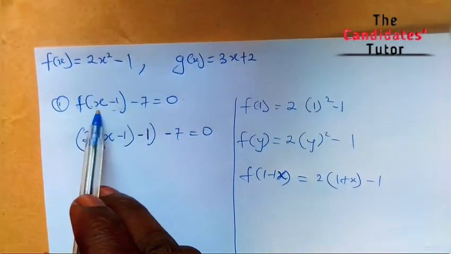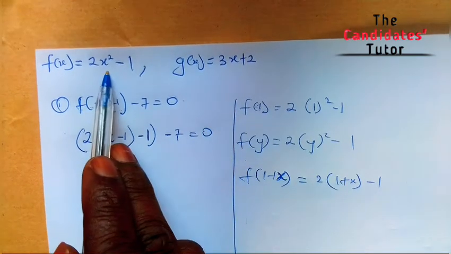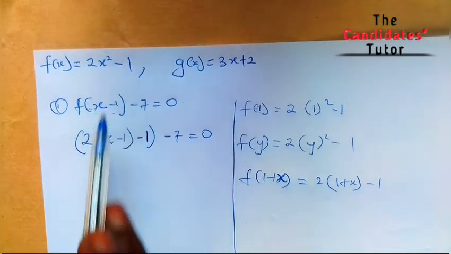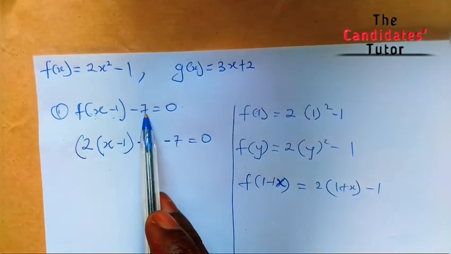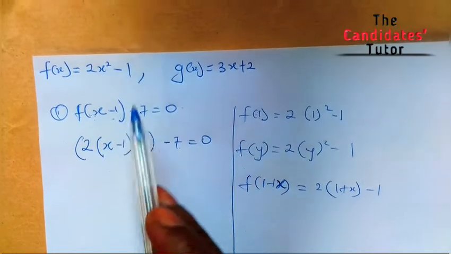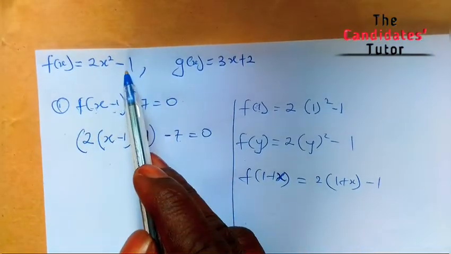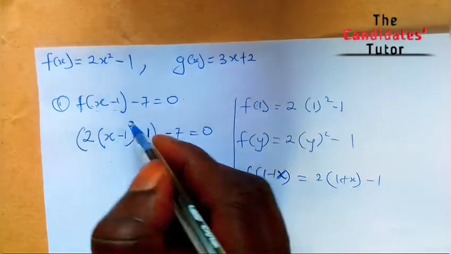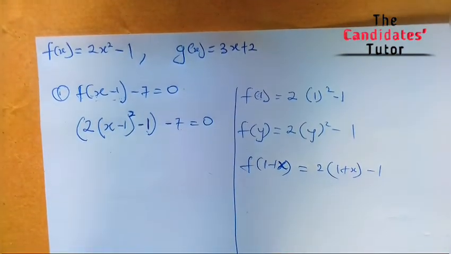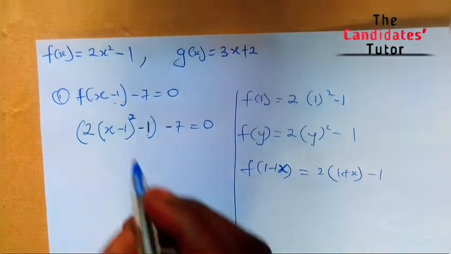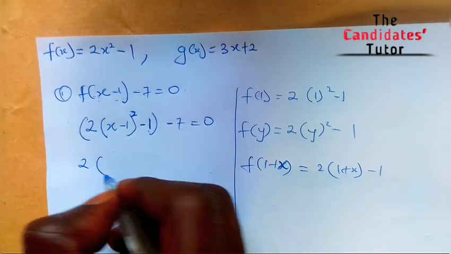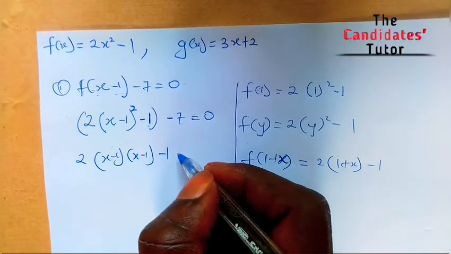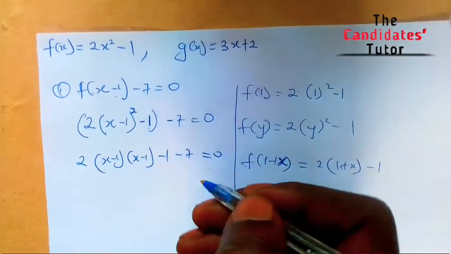So here we're given f of x minus 1. So wherever I see x, I'll put x minus 1 there to replace it. So that's what we have here. This negative 7 is constant. This 2 here, we got it from this side. This negative 1, we got it from this side. Alright, so now let's solve. We are supposed to square that. So we are going to have 2, this x minus 1, another x minus 1, because squared, minus 1 minus 7 equals 0.